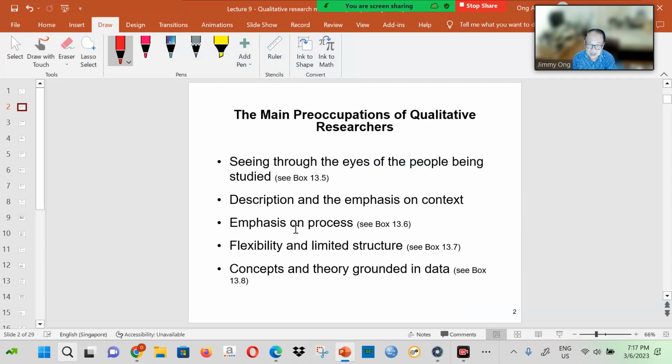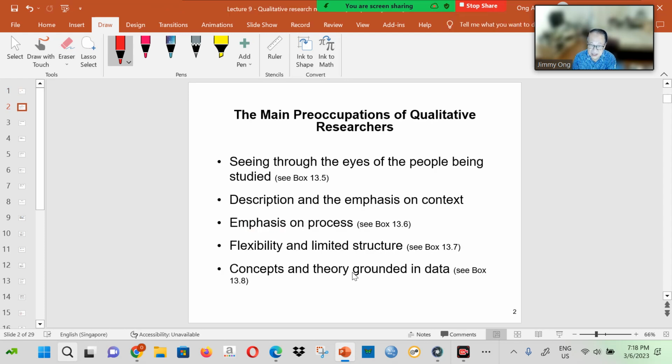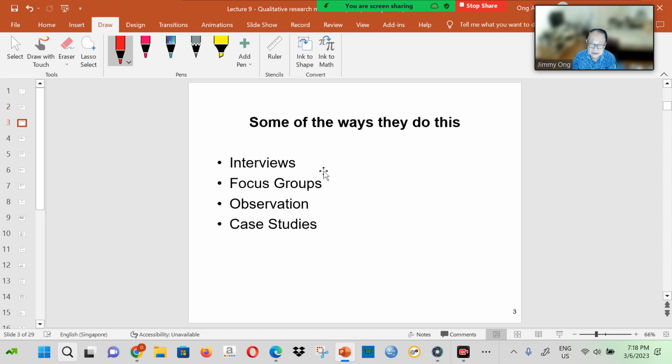Okay, so this is called emphasizing the process. So it's flexible, with limited structure, so it's up to you. Things have to be a bit flexible, and you have to conceptualize grounded theory. When we talk about grounded theory, we mentioned last time, right? Grounded theory involves a social aspect, right? So look into how you're going to do it. We have mentioned this before, right?